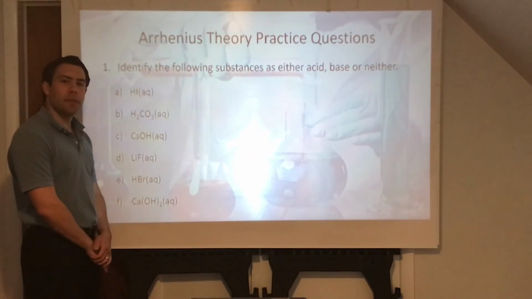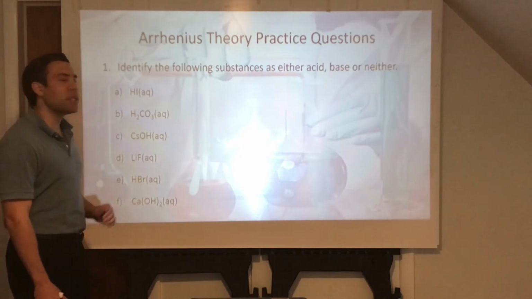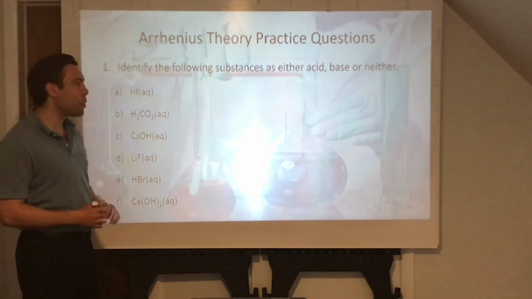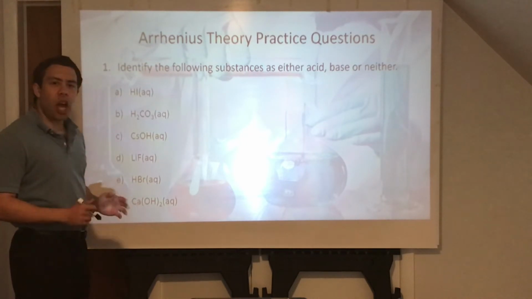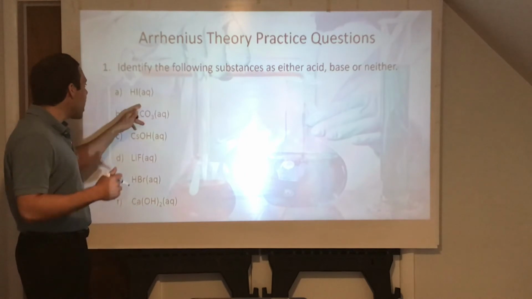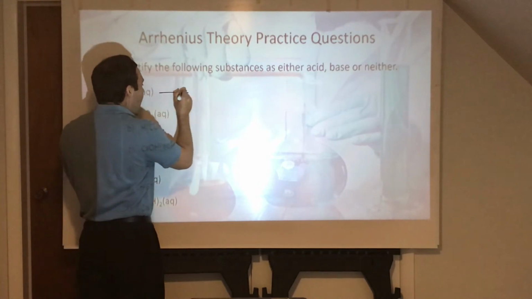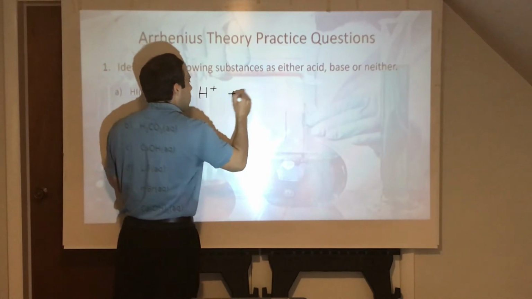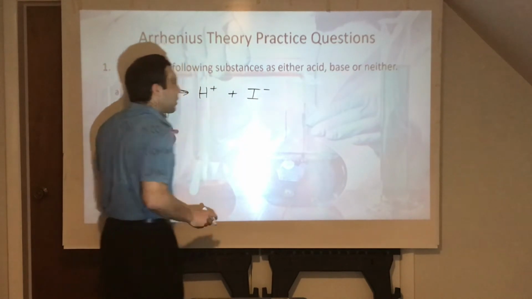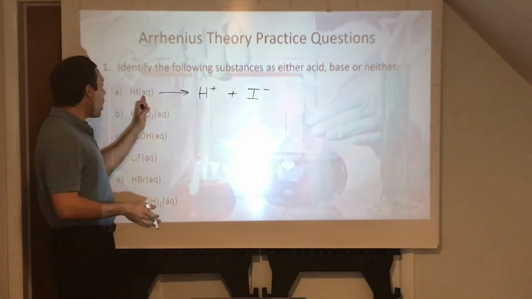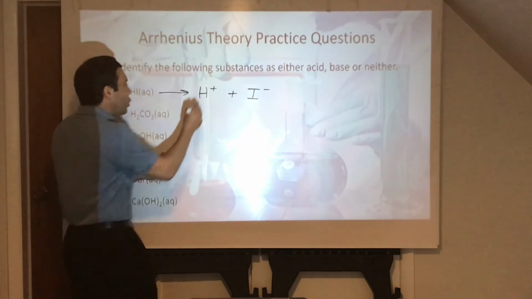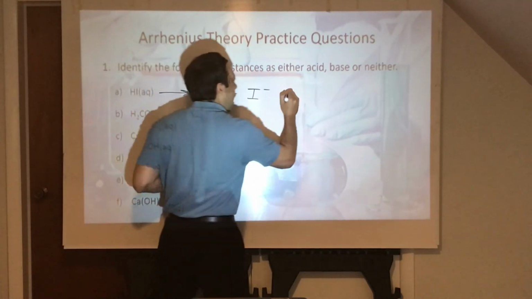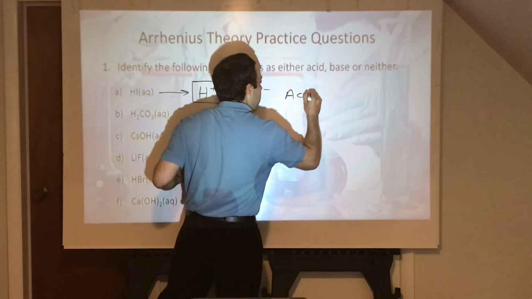Let's try some practice problems together. Practice problem number 1 states, identify the following substances as either acid, base, or neither. When we look at letter A, HI, hydrogen iodide, aqueous, when that dissolves in water, it dissociates into H plus ions and I minus ions. Since when HI dissociates, it gives off H plus ions, that means that this substance is an Arrhenius acid.